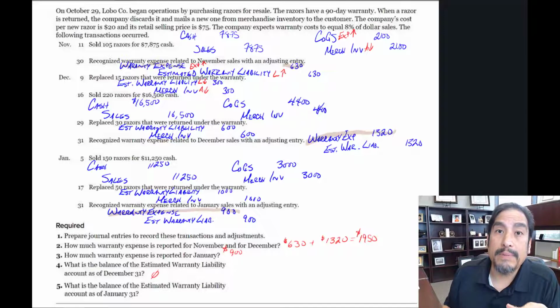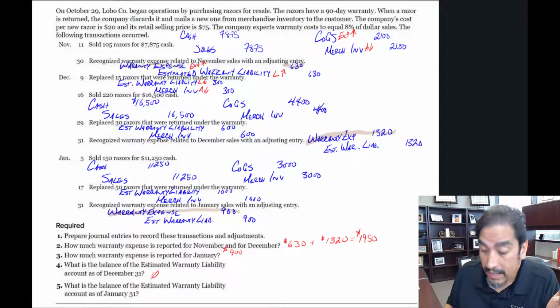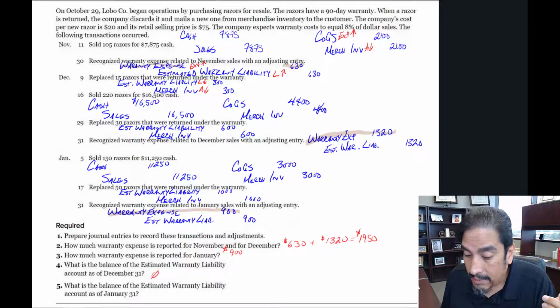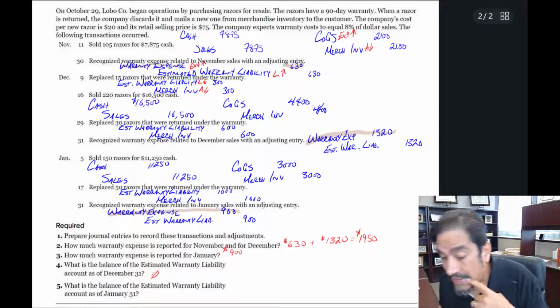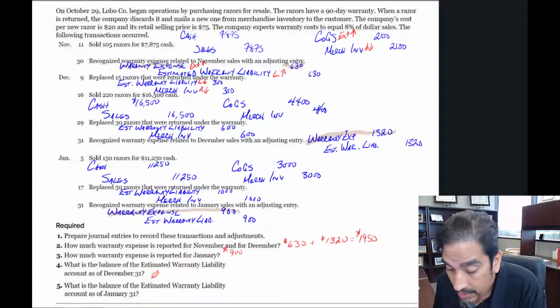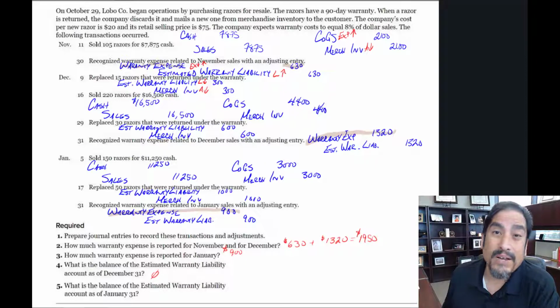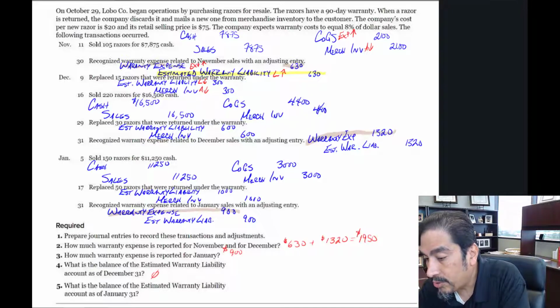I'm going to start off with a beginning balance, but this is a brand new company, so our beginning balance is 0. So from the beginning of time, which for this company is October 29th, we started off with 0 in that account. And now I'm looking for any time that I hit estimated warranty liability account. I'm going to highlight it yellow. So November 11th, nope. And November 30th, I am expecting to see it at the end of the month because that's when we fund this liability account, if that's what you want to call it. So $630 there.